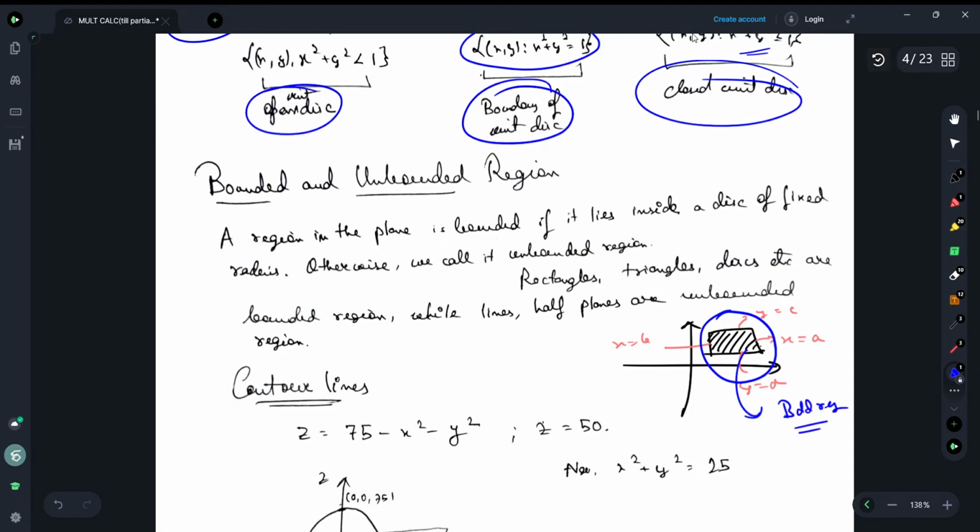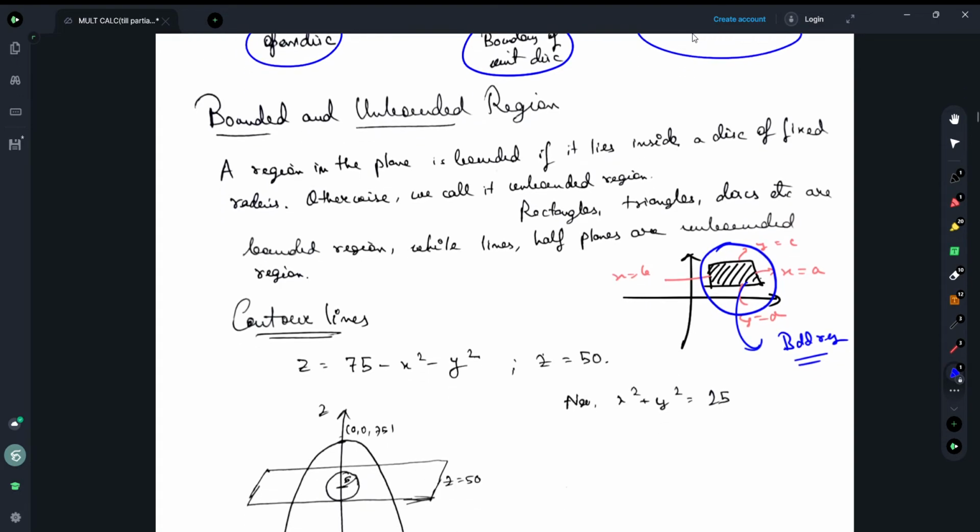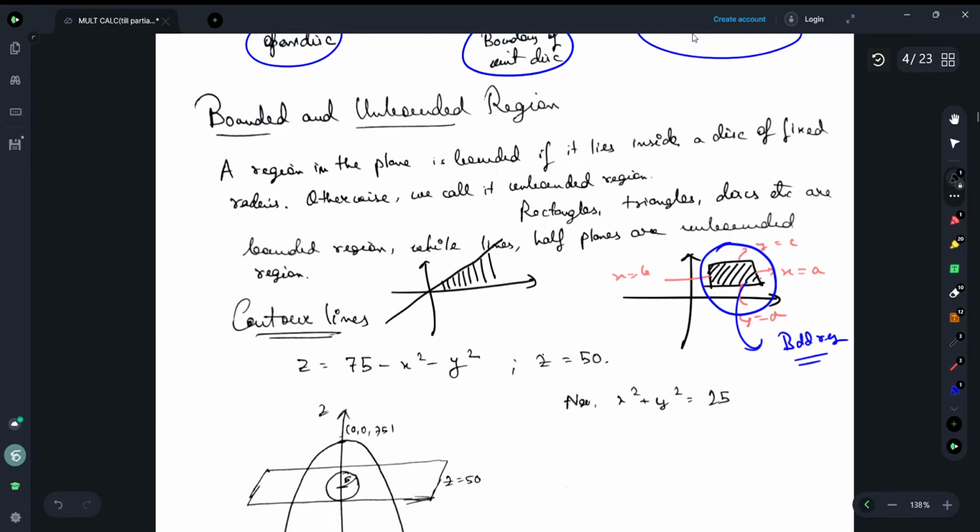Clear? Lines can never be a bounded region, or half planes can never be a bounded region. For example, let's say you take a region between the x-axis and the line y equals x. Now, for this particular region, you can never form a disk of fixed radius which will completely contain this region. See, if you form a disk of this size, these parts will not be contained in the disk.